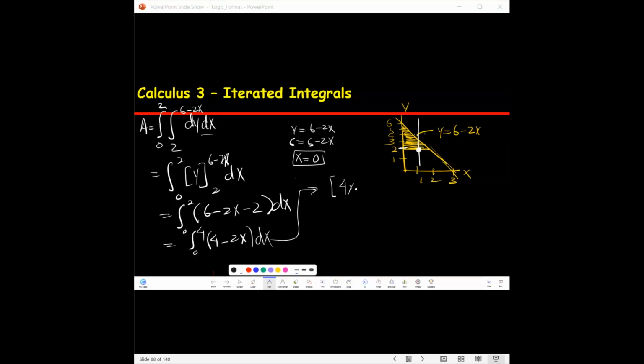It's going to be 4x minus 2 over 2 x squared, and then 0 to 4 are my limits. Substitute the values. 4 substituting is going to be 16 minus 2, sorry, it's going to be 8 minus 2 over 2 cancelling out, and then 2 to the power 4, minus 0 everything. So it's going to be 8 minus 4. The answer is 4.